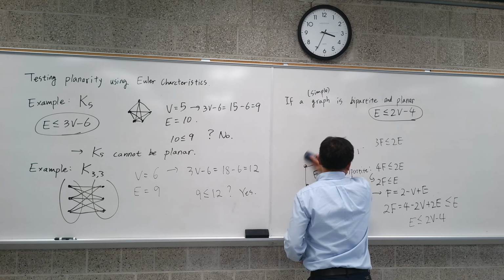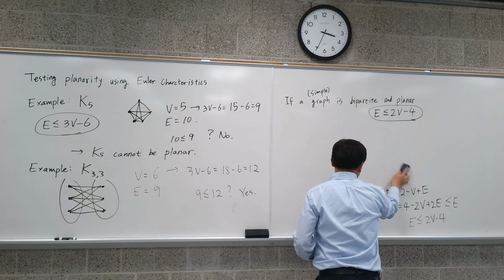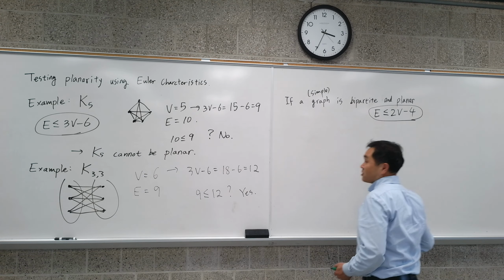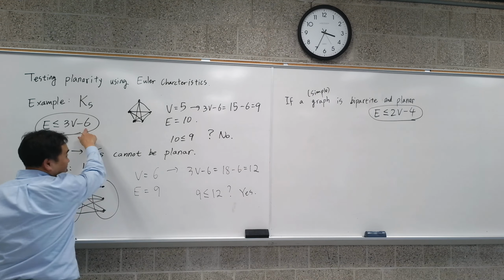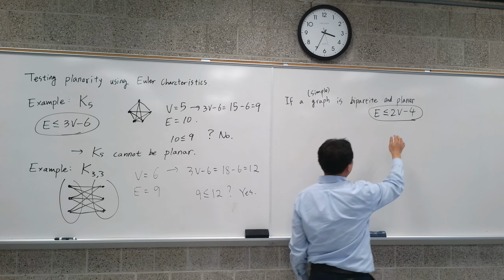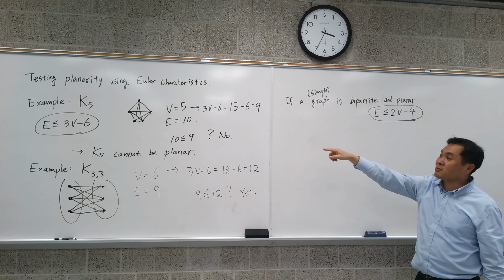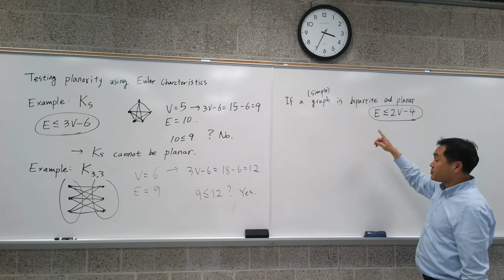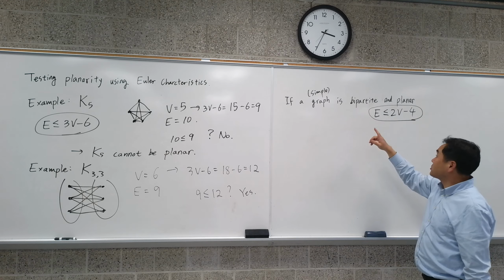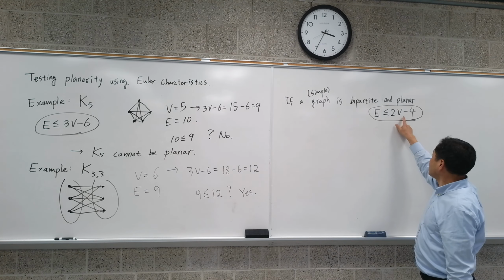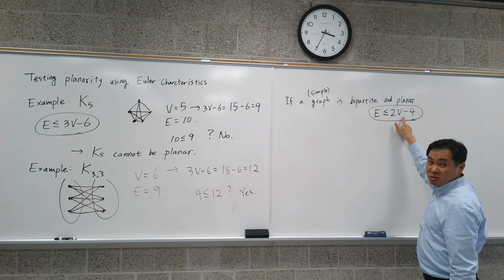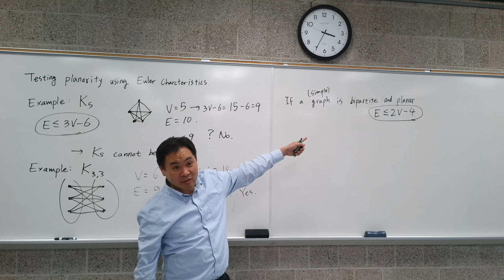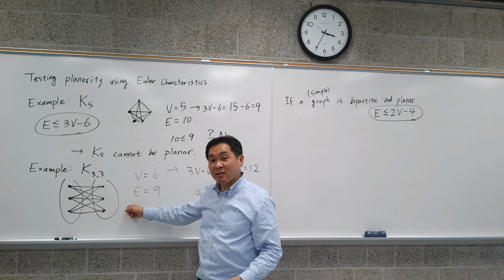Okay. Now that's actually a stronger statement than the previous one. See here, 3v minus 6 is probably bigger than 2v minus 4, right? Yeah, that's bigger because v is 3 or more. So you can say that this is a harder inequality to be satisfied than this one. But that's using bipartite, okay? And now we can use it for this case.